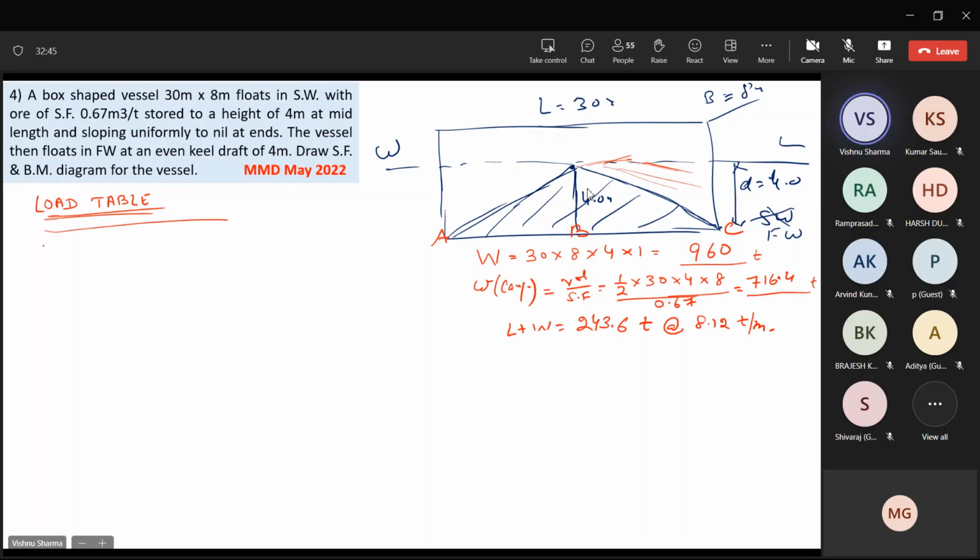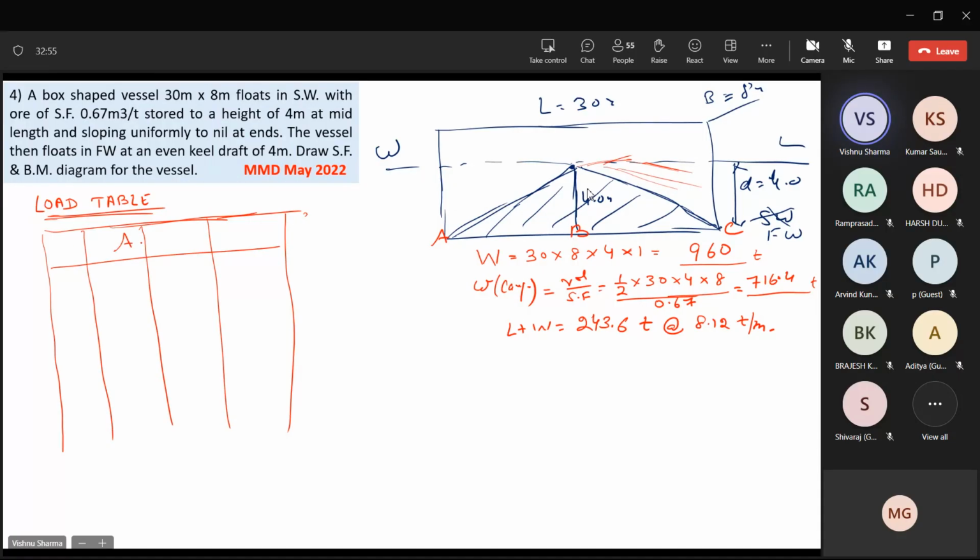For 3 points, we'll make the load table. We'll make the load diagram on this page, and then I'll go to the next one, so that we can do the SFP and complete it. A, B, C. First, we have the light displacement. We divide A into 2, C into 2: 0, 8.12, 8.12, 8.12, 0. No change from what we learned.